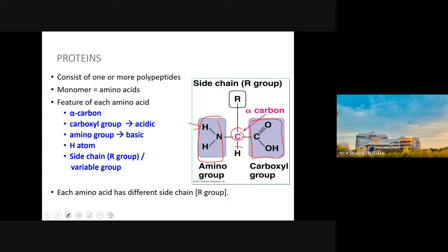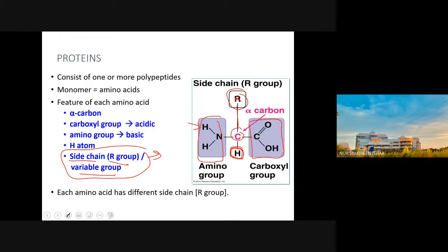So it has a fixed hydrogen bond here, kat sini, and also side chain R. Okay, so side chain ataupun awak boleh panggil ni sebagai R group, ataupun variable group, dia benda yang sama. Side chain, R group or variable group, okay? So this group will determine the type of amino acid. There are 20 different types of amino acid available. So each amino acid has a different side chain or R group.